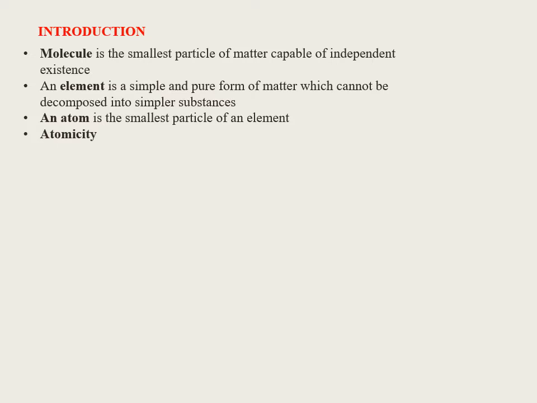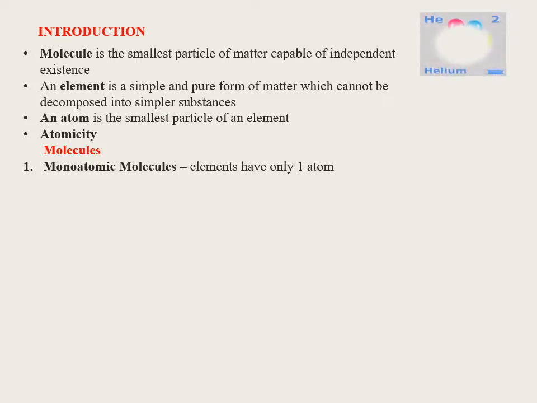Let's see what molecules can be divided into: monoatomic, diatomic, and even polyatomic. Monoatomic molecules, elements having only one atom in their molecule. Examples are noble gases like helium, neon, argon, krypton, and xenon. Diatomic molecules, elements having two atoms in their molecules. Example is hydrogen, oxygen, nitrogen.